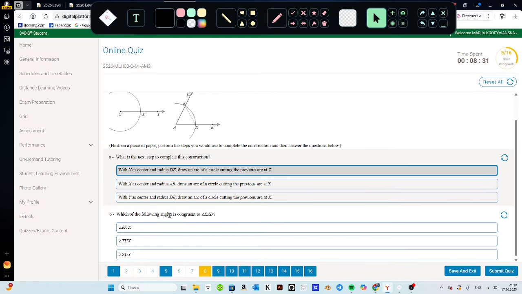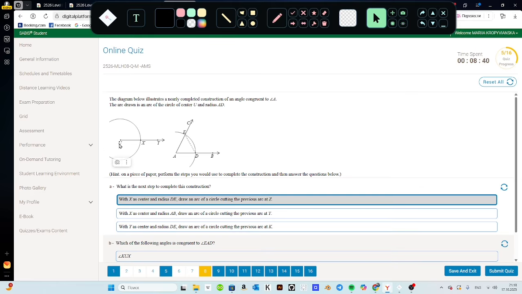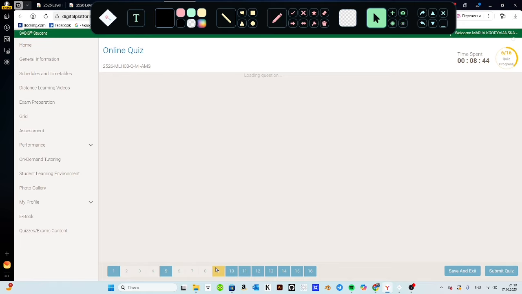Now, which of the following angles is congruent to angle EAD? The fact that we chose Z tells us that the new angle is going to be ZUX over here, and that's going to be our final answer. Now, next one.